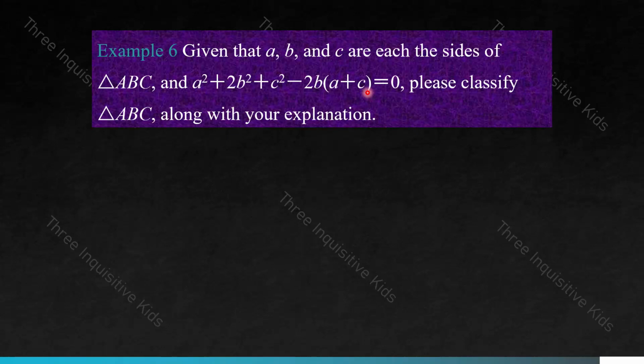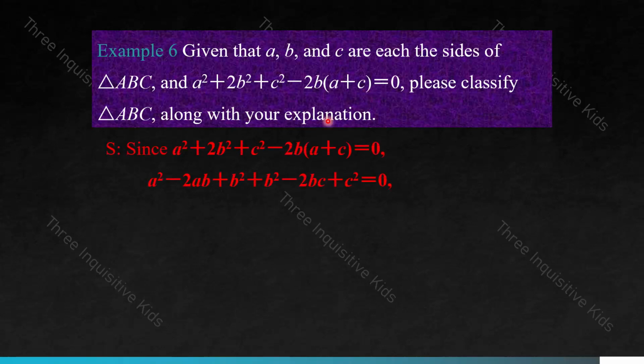Example 6. Given that a, b, and c are each the sides of triangle ABC, and a squared plus 2b squared plus c squared minus 2b times (a plus c) is equal to 0, please classify triangle ABC along with your explanation. Classifying triangle ABC just means, is it equilateral, isosceles, or scalene? Or is it a right triangle or an acute triangle? Pause the video and try to classify triangle ABC by yourself.